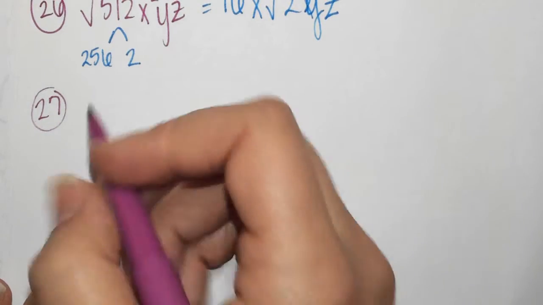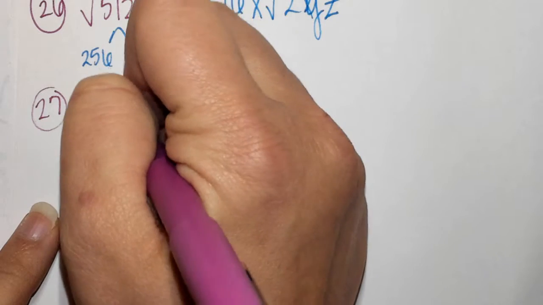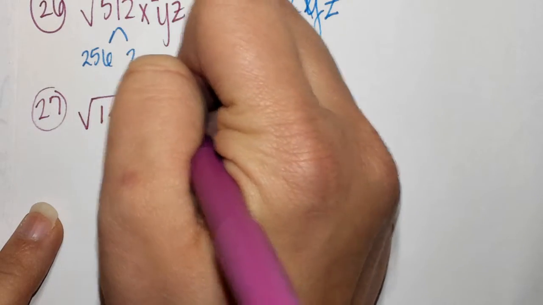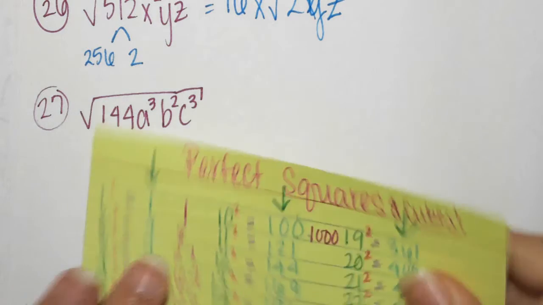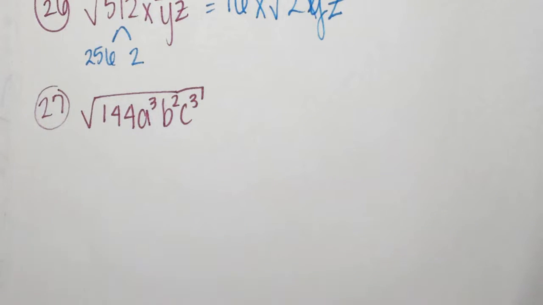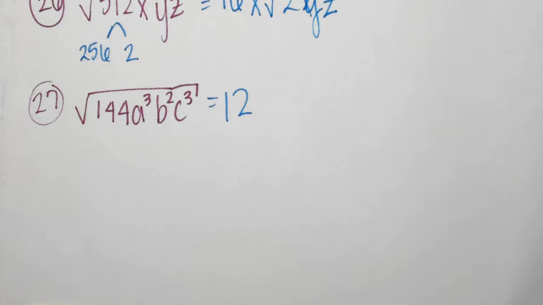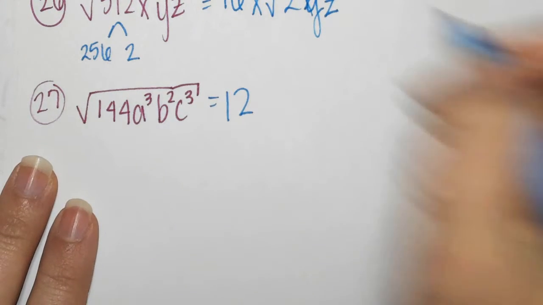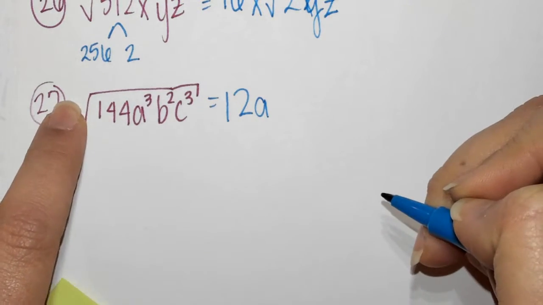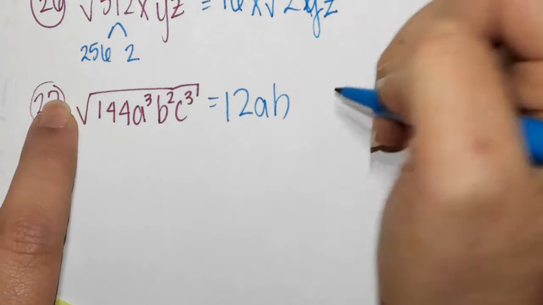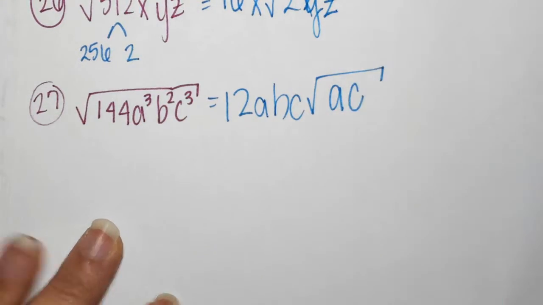Alright, 27 is the square root of 144 a cubed b squared c cubed. 144 is a perfect square. What's the square root of 144? 12. Okay? Now we do our variables. How many times does 2 go into 3? 1. Once with how many left over? 1. Alright, how many times does 2 go into 2? How many times does 2 go into 3? So a and c are in the house.